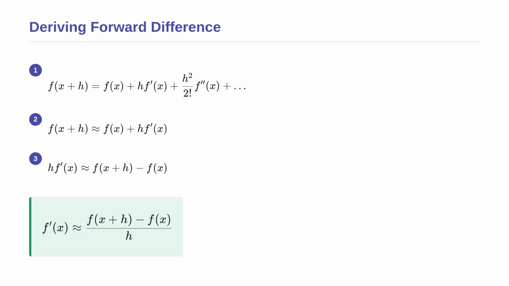Next, we use basic algebra to isolate the term containing the first derivative by subtracting the current value from both sides. Finally, we divide both sides by the step size h. This gives us our final result, proving exactly how the forward difference formula is constructed from the Taylor series.